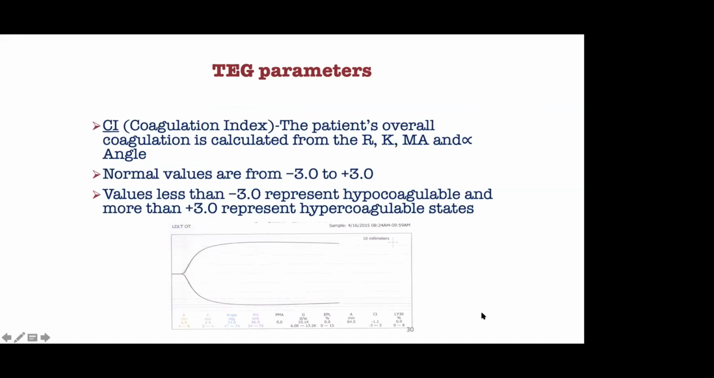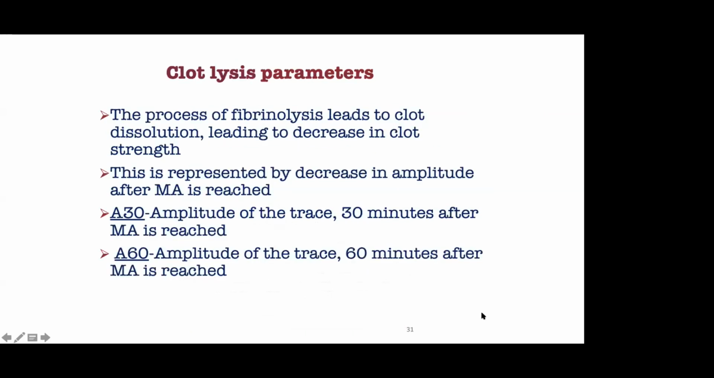So CI, coagulation index: the patient's overall coagulation is calculated from the R, that is reaction time, K time, maximum amplitude, and alpha angle. You can see here that the CI in this case is 1.1, whereas -3 to 3 is normal. So normal values are -3 to 3. A value less than -3 represents a hypocoagulable state, and more than 3 represents a hypercoagulable state.